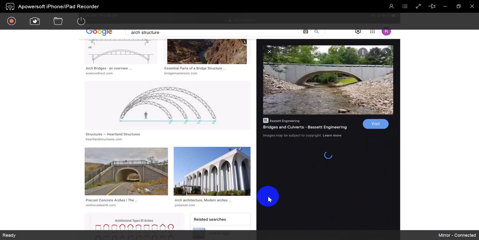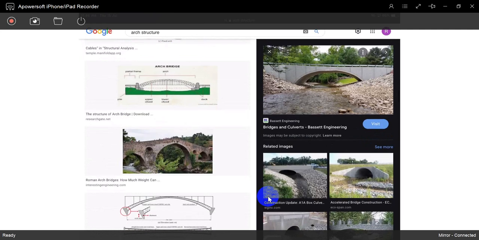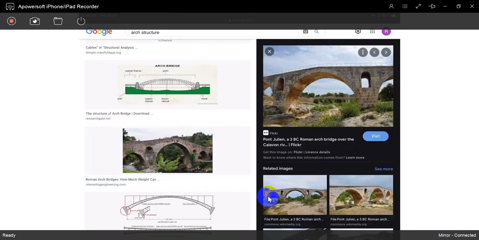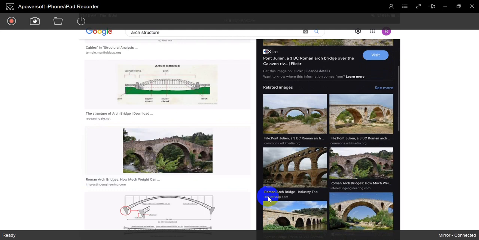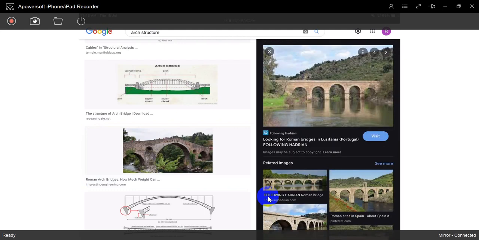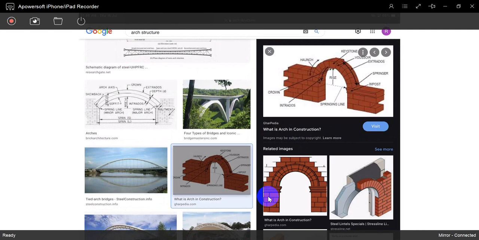Arch. If you see ancient structures also, mostly, these are the ancient, way back, previously, they provided arches. Understood? Arch, everywhere is arch. See, these are also arches. Arch, arch, arch.